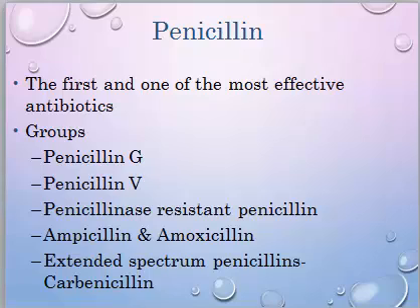Penicillins are grouped into 4 separate groups. We have penicillin G, penicillin V, and penicillinase-resistant penicillin, and look at that ASE, that indicates an enzyme. We have the ampicillins, and within the ampicillin group, amoxicillin is there. And there are also extended spectrum penicillins, such as carbenicillin.